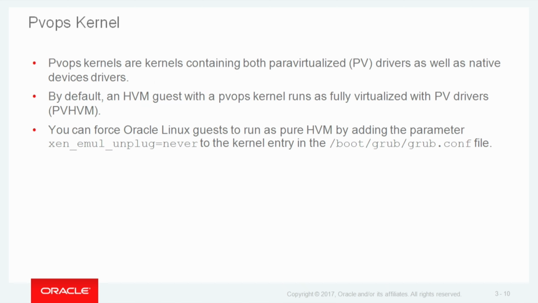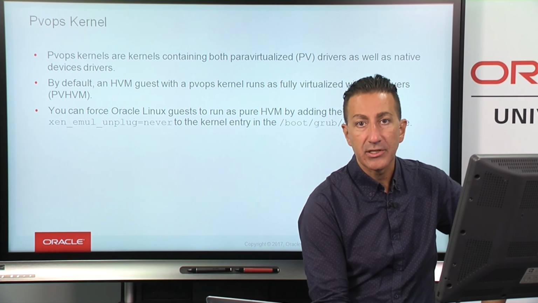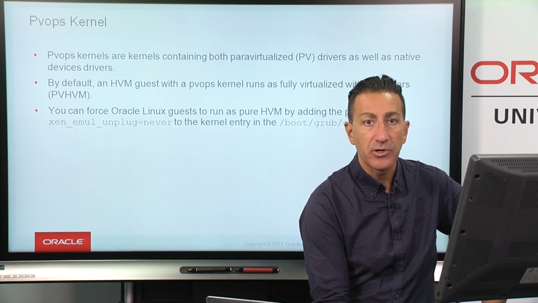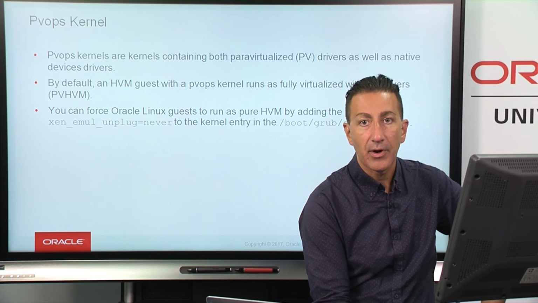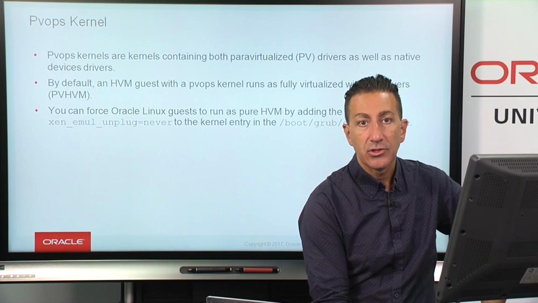Well, it's supported with the most recent version of Oracle Linux, the change of the virtualization mode in an easy way. Basically, you need to edit the virtual machine, modify the virtualization mode, and reboot the VM. This is because these Oracle Linux versions come with the PVOps kernels, which are kernels that contain both the para-virtualized drivers as well as the native device drivers. So the native device drivers are used when you're running your virtual machine as an HVM guest.